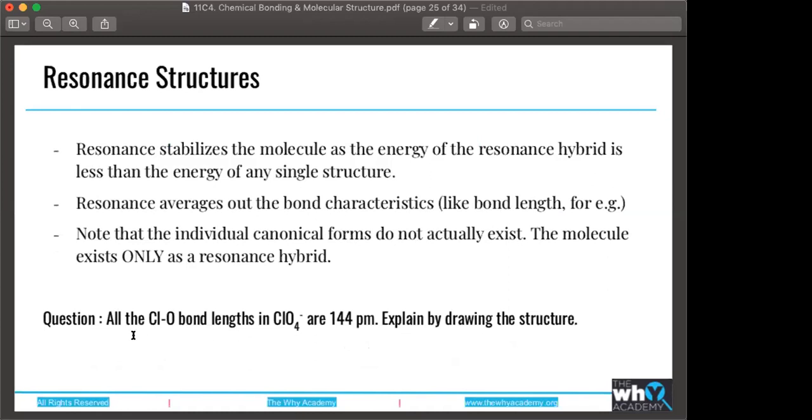This is another fun question. All the ClO bond lengths in ClO4 minus are 144 picometers. So basically all the 4 bond lengths are equivalent. Explain by drawing the structure. And 144 picometers is between single and double bond. So you need to draw all of the resonance structures for this particular thing. Okay.